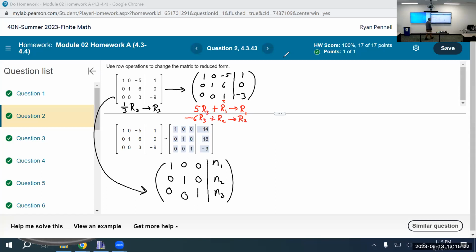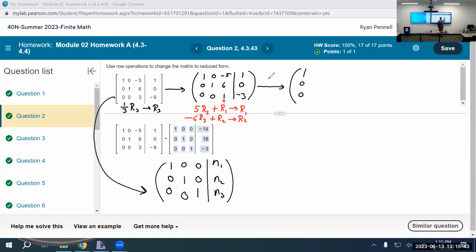That would do it. -6 times 1 is -6 plus 6 is 0. So everything would be right on the left-hand side. And then we'll find what these solutions are, okay? All right, so let's do it. We've talked about it, let's do it.